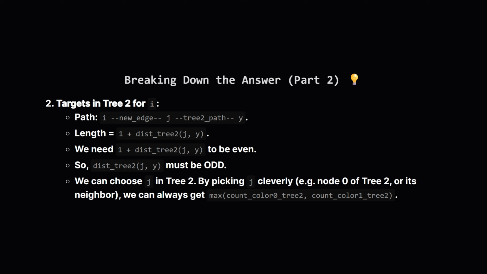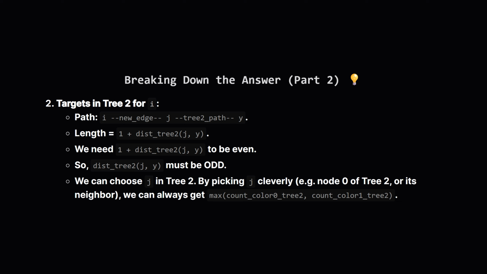Let's say we color the second tree from its node 0, getting color counts. If we connect to a j, we need to choose it, since we can choose it to be like node 0 itself in tree 2, or like a neighbor of node 0 in tree 2, if one exists.